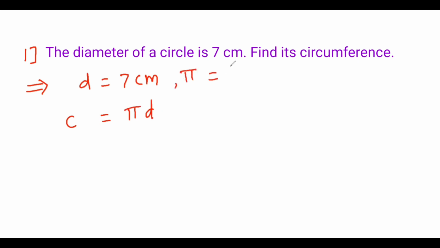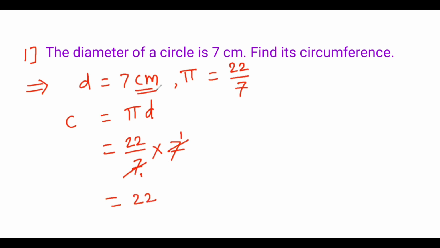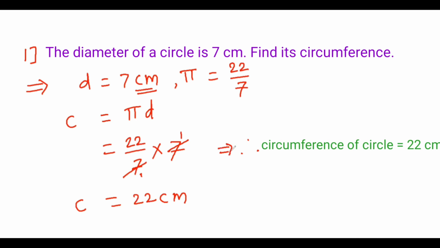So C is equal to pi d. Value of pi is what? 22 upon 7. We just put in the value here. We get 22 upon 7 into 7. 7 gets cancelled. So what remains? C is equal to 22, and the unit of circumference is nothing but length, and length is measured in centimeter. So C is equal to 22 centimeter, means the circumference of the circle is 22 centimeter.